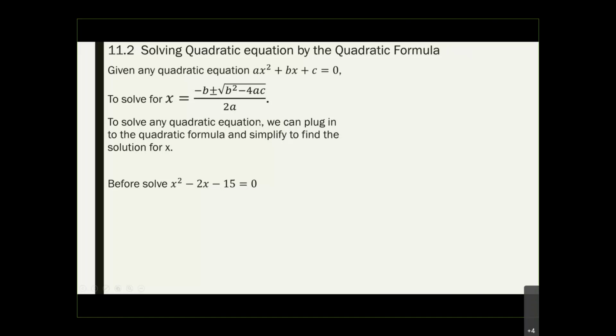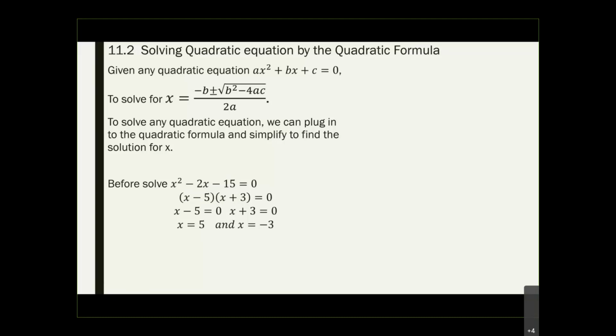Before, we solved this quadratic equation by factoring. We asked ourselves, are there two numbers that multiply to give us 15 but subtract to give us 2? We know that 5 times 3 is 15, which gives x minus 5 and x plus 3. We factor them out, set each parenthesis equal to 0, and then solve by adding or subtracting to the other side.